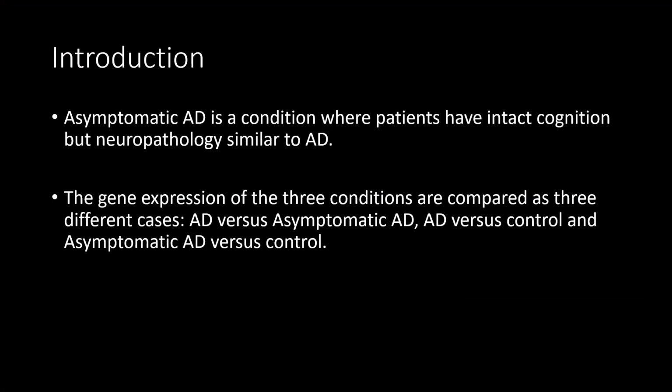For those of you who aren't familiar, asymptomatic AD is a condition where patients have intact cognition, but neuropathology similar to AD. Asymptomatic AD patients are highly likely to develop AD as well, so we can think of it as an intermediate disease state between the normal condition and AD. The intuition behind this project is that understanding the molecular mechanisms that govern asymptomatic AD could help us in early detection and treatment of a patient before AD symptoms develop.